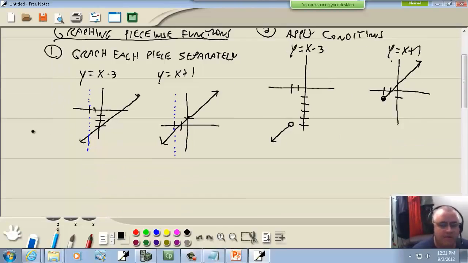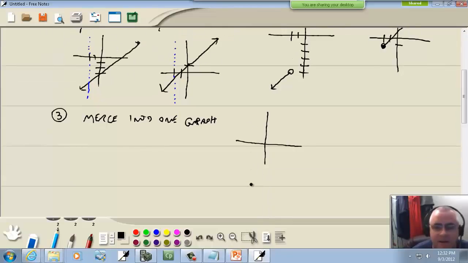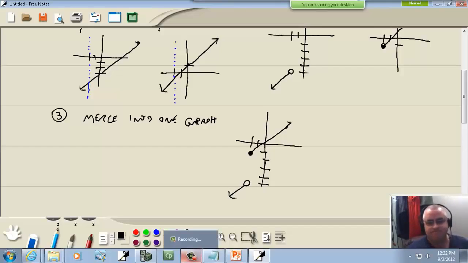Okay, step 3. We're going to merge into one graph. We want to merge that into one graph. And this is just sketching. I mean, at least in my class, don't spend a huge amount of time on it. So this would be that piece, and then this one would be right there. So that'd be your answer.